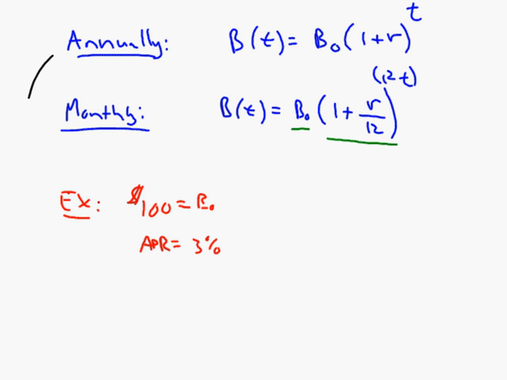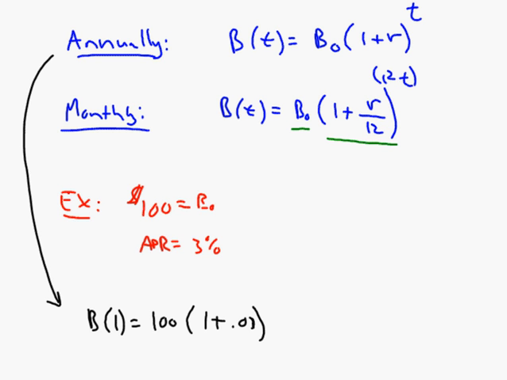So let's consider the annual case. Annually, we'll invest for 1 year. So B of 1 is going to be $100, which is my initial investment, times 1 plus my rate, which is 0.03, to the first power.